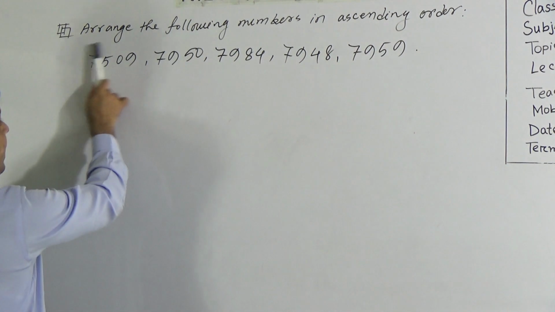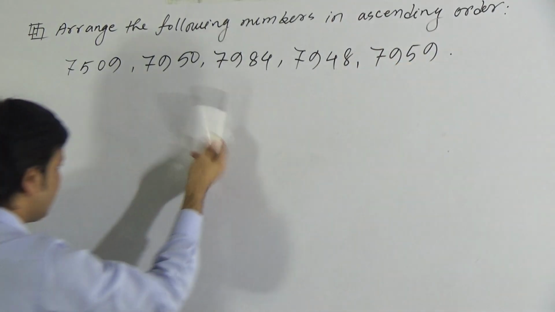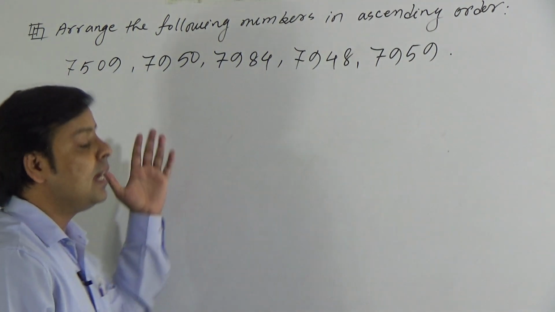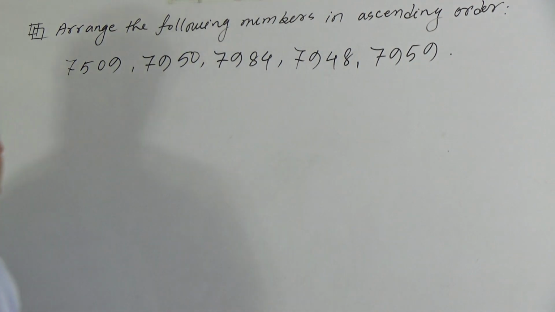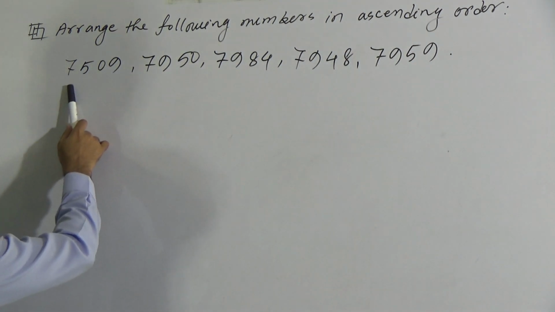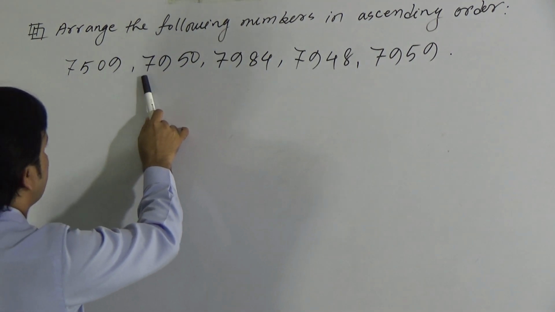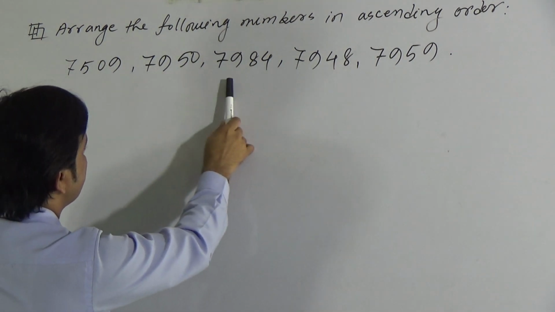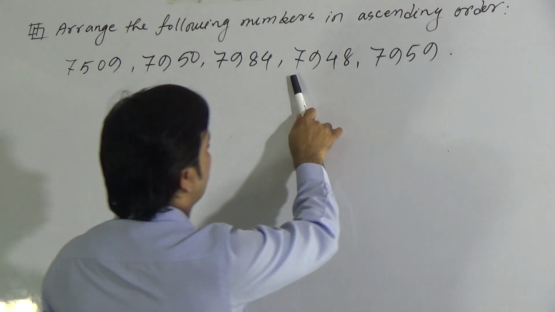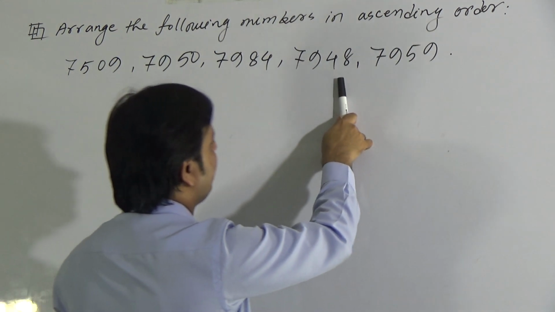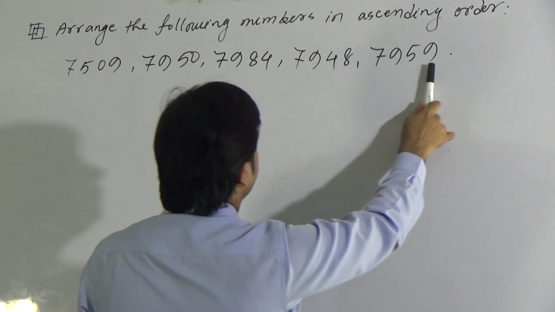Here I have written: arrange the following numbers in ascending order. So we have to arrange these numbers from smaller to larger. Let us see the numbers first. The first one is 7509, the second is 7950, the third is 7984, the fourth is 7948, and the last, the fifth number, is 7959.